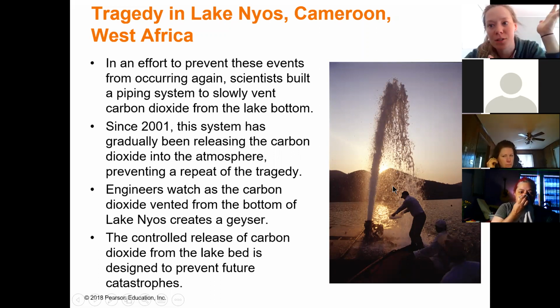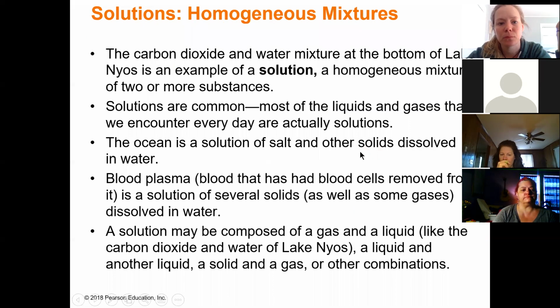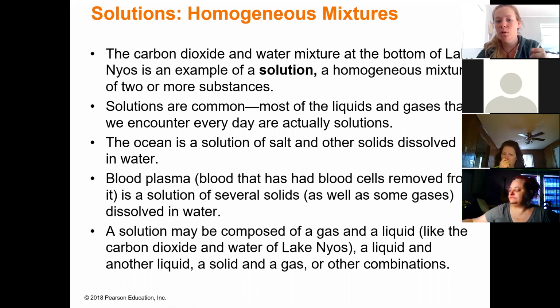What does this have to do with solutions? Well, that lake was an example of a type of solution. It was a homogeneous mixture of H2O water, probably with some other impurities in there, and this dissolved gas, CO2. So a solution is any type of homogeneous mixture of 2 or more substances. Solutions are not necessarily just solids and liquids or liquids and liquids. They can be solids and liquids, liquids and gases, gases and solids, all sorts of different things.